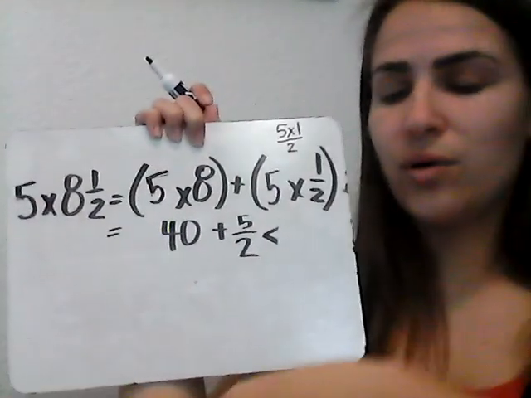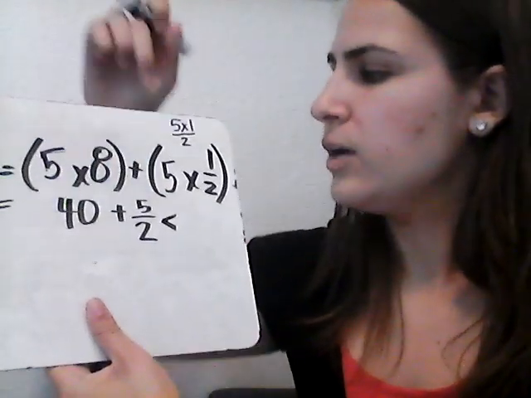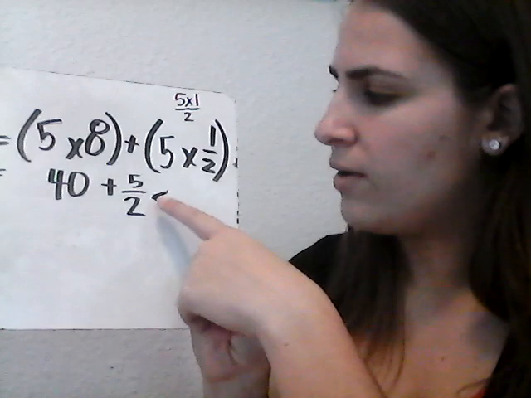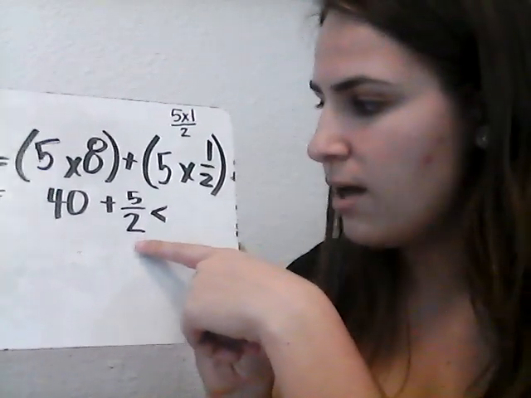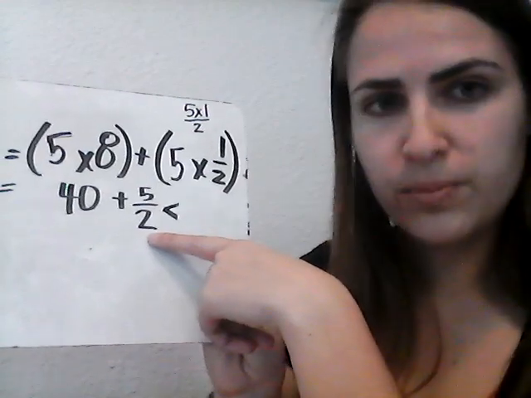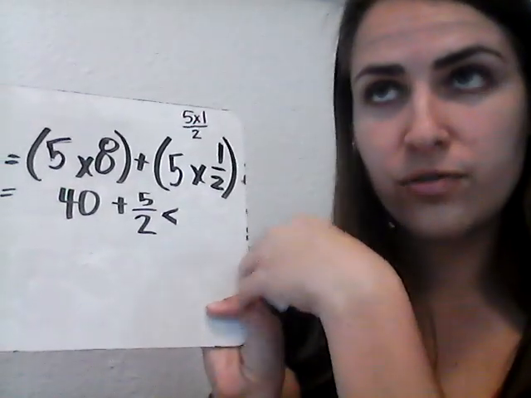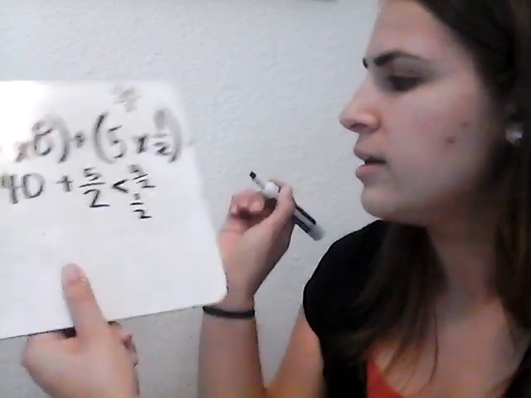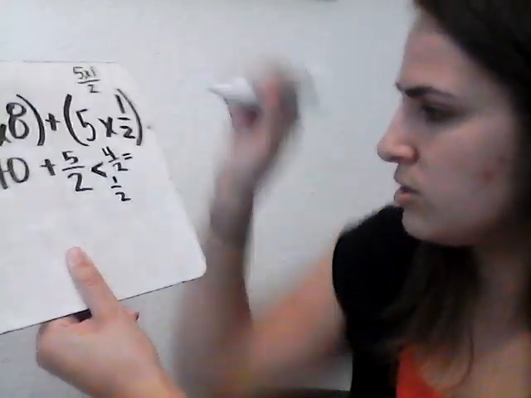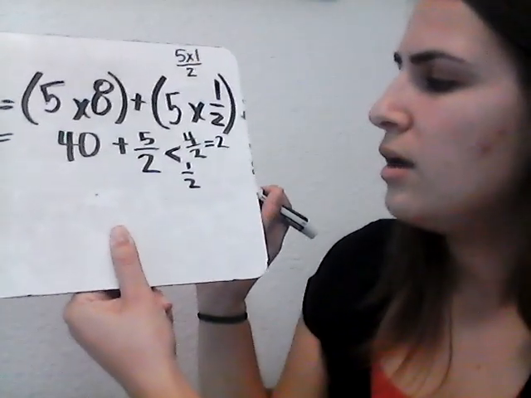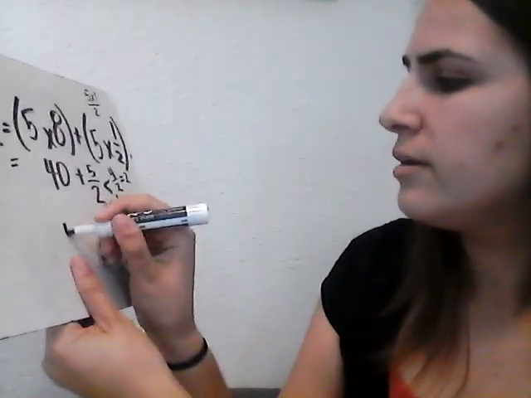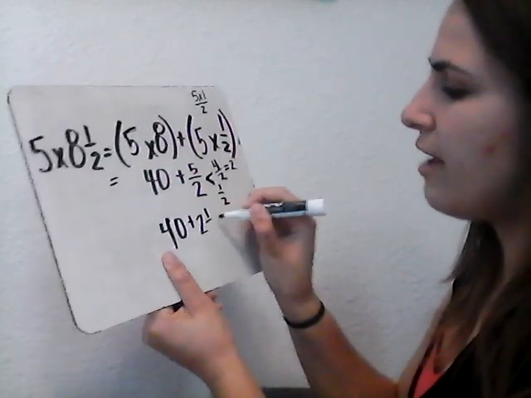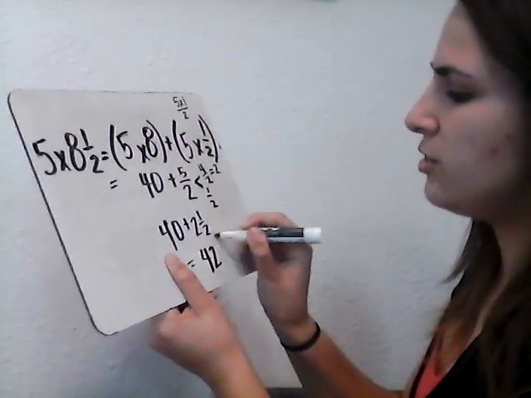Alrighty, so to go over the work, again, we had 5 times 8 is 40. We're adding it to 5 times 1/2, which is 5 halves. With 5 halves, we think about how many wholes are there in 5, our unit being 2. The closest multiple of 2 to 5 would be 4. So 4 halves would be 2 wholes. So we'll write we have 4 halves and then 1/2. 4 halves is the same as 2, so I'm just going to write here 2. So we're adding 40 plus 2 and 1/2, which is going to give us 42 1/2.